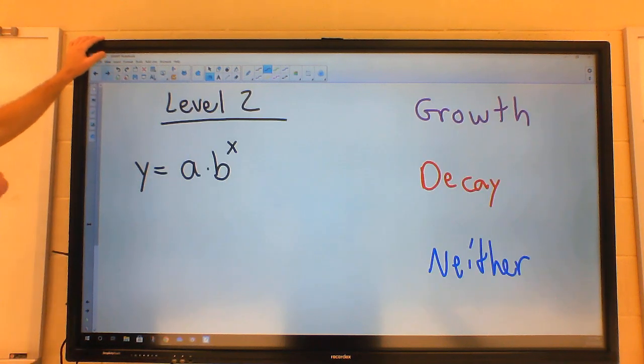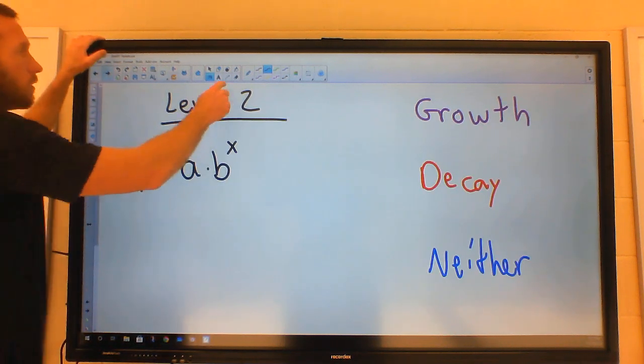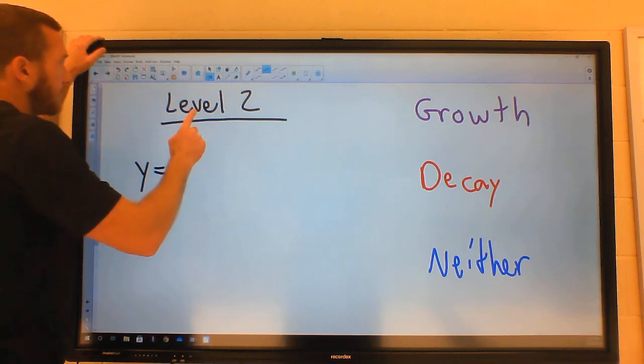Okay, level 2. Now we have a numeric multiplier out front. Check this out.